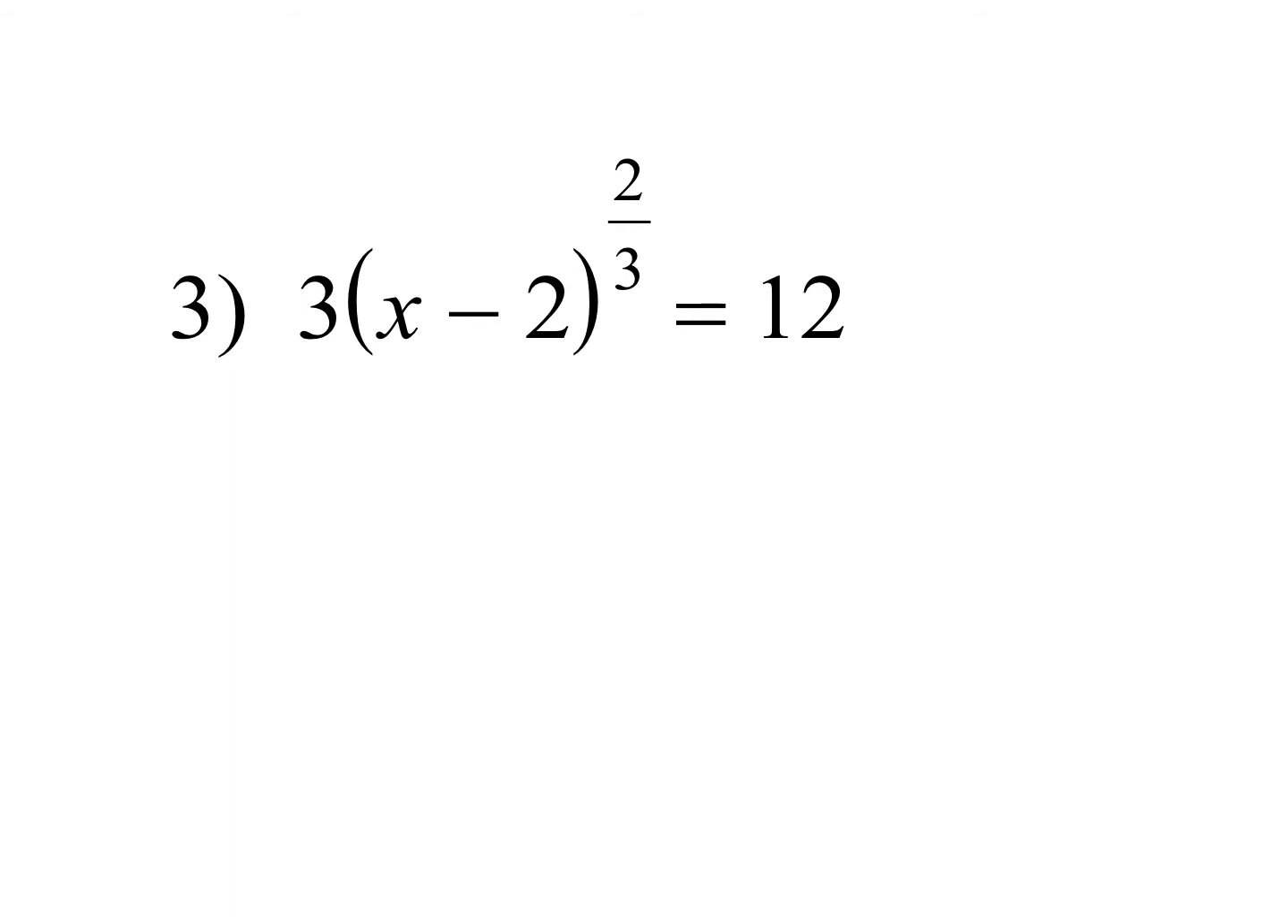What should we do first? Divide by 3. So we have x minus 2 to the power of 2 over 3 is equal to, what's 12 divided by 3? 4. Now how can we get rid of that exponent? Raise it to the reciprocal. So 3 over 2, 3 over 2. What happens on the left side?